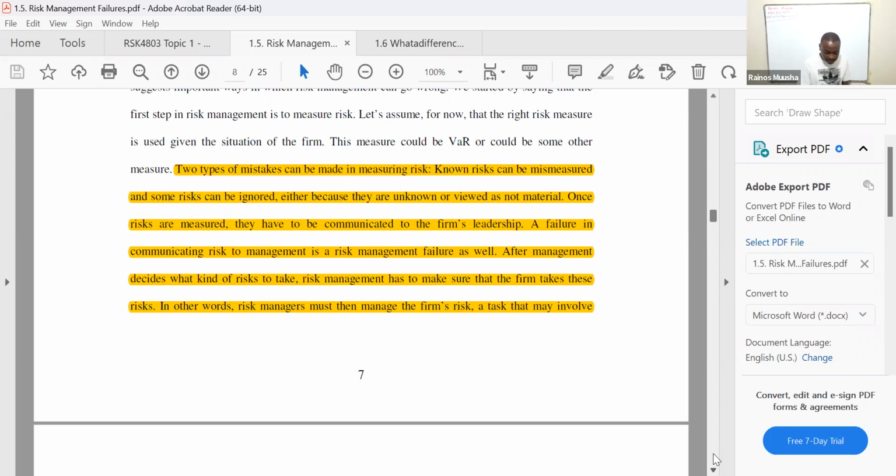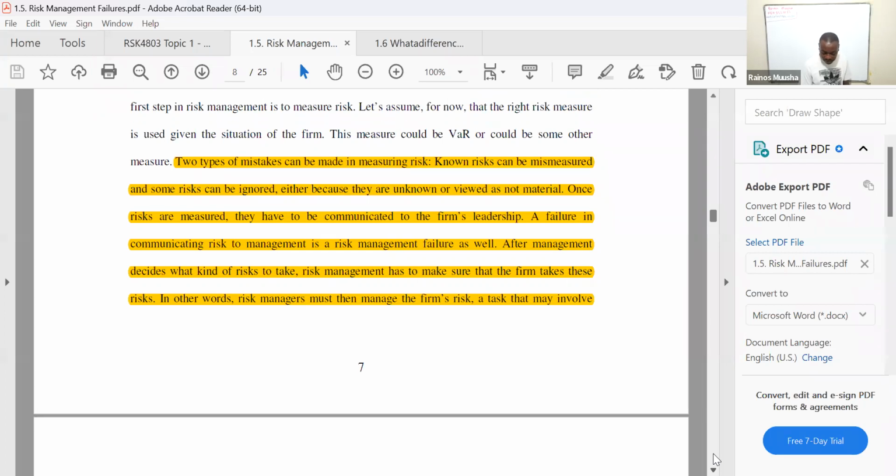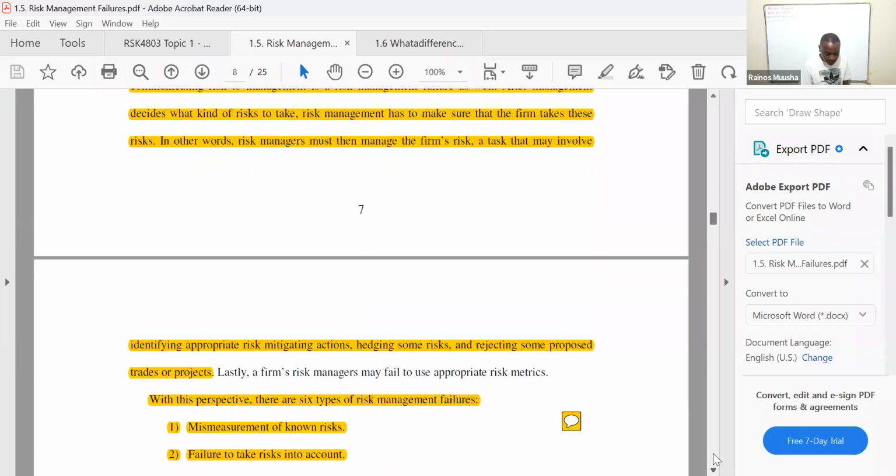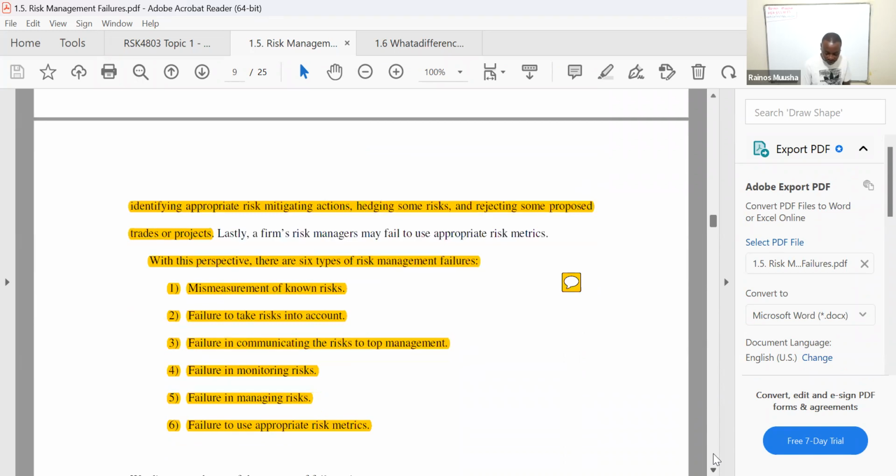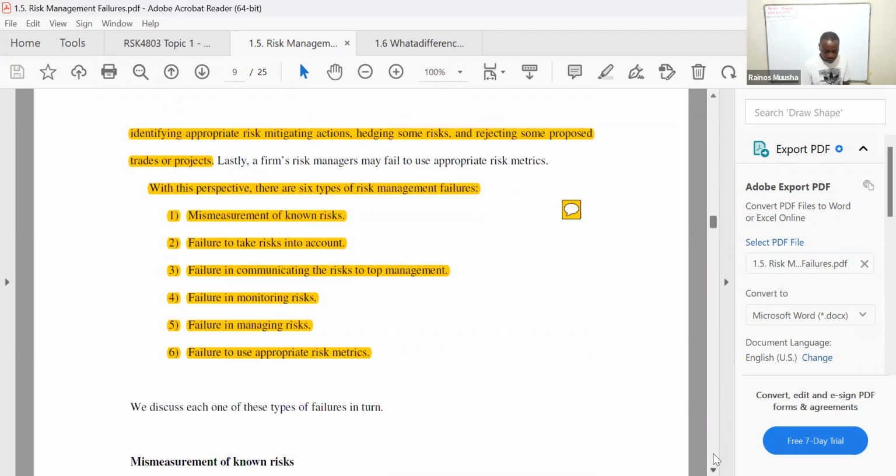After management decides what kind of risk to take, risk management has to make sure that the firm takes these risks. In other words, risk managers must then manage the firm's risks, a task that may involve identifying appropriate risk mitigating actions, hedging some risks, and rejecting some proposed trades or projects. Because remember, we need to make sure that whatever projects the organization is going to be pursuing are within the desired risk limits of the organization.